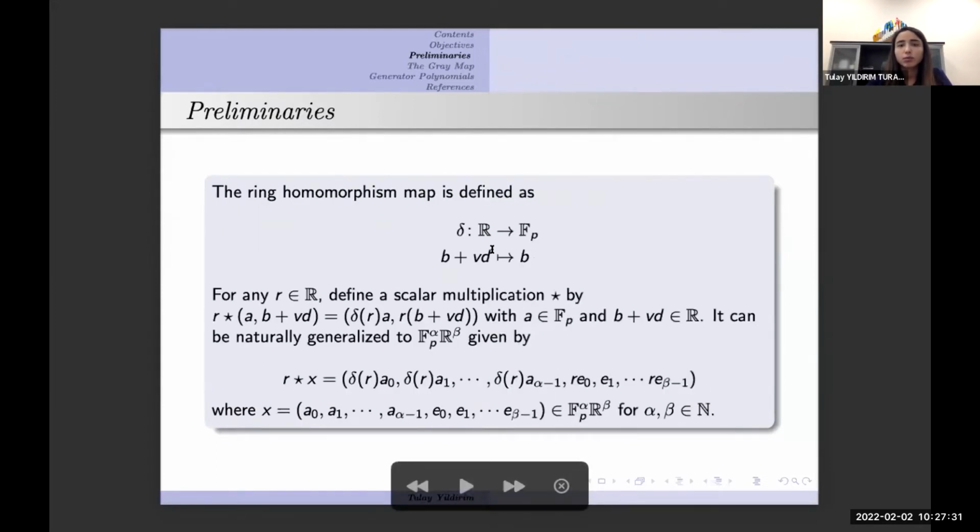And if you want to give the relation between the ring R and the finite field Fp, we define the map delta, which sends b plus vd, elements of R, to b. It also has scalar multiplication by star. We say that if you multiply any element of R with an element of FpR, you should take the first binary under the delta homomorphism.